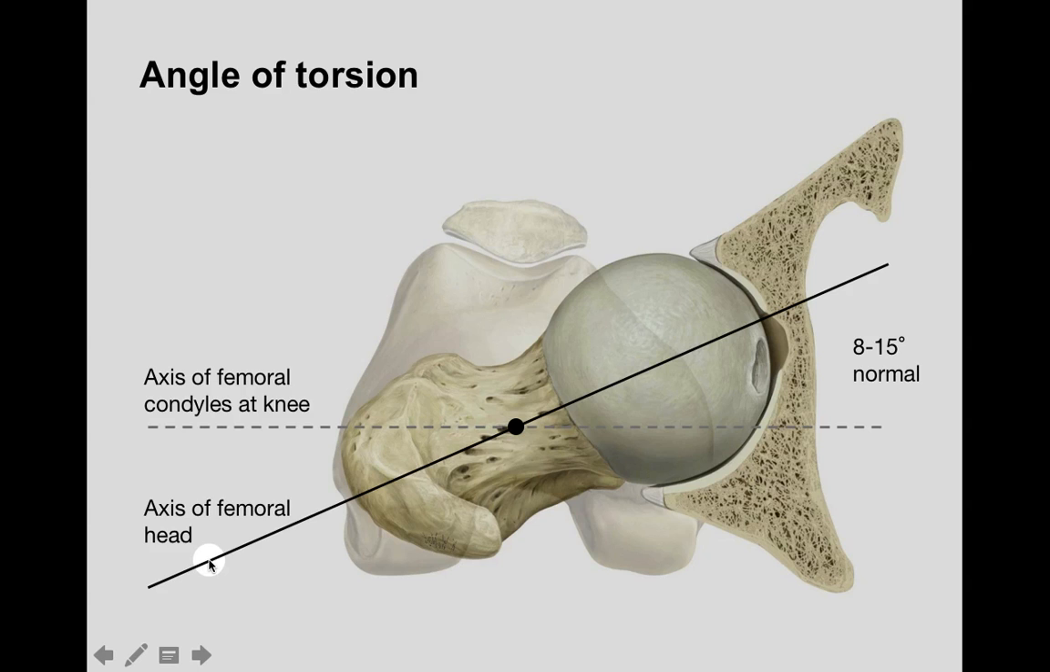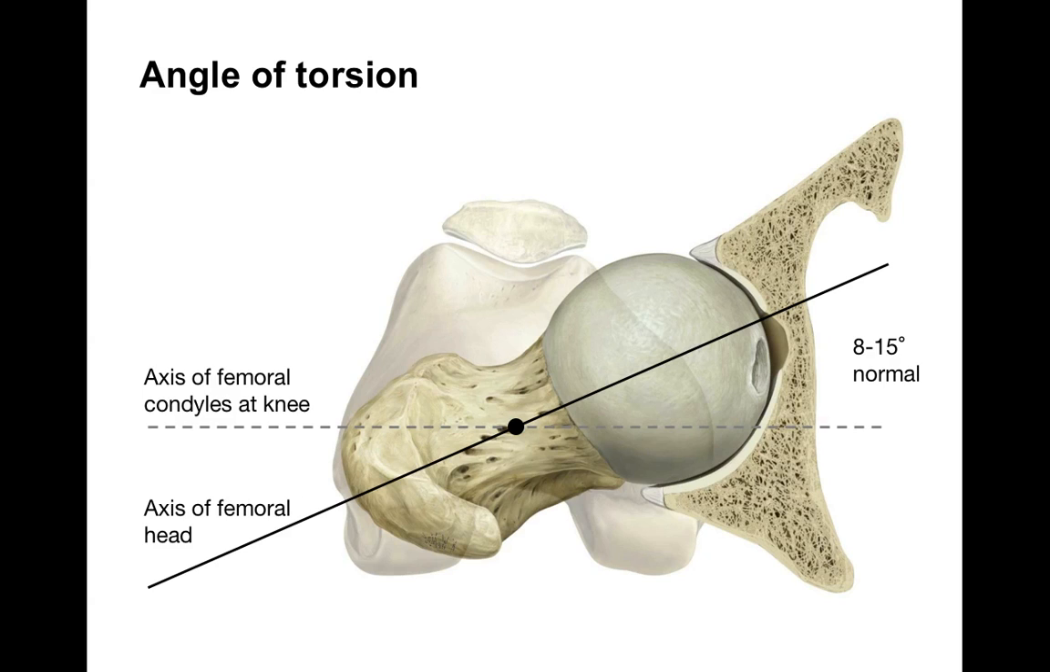The axis of the femoral head. We're looking at a superior view of the femur. So the proximal femur is coming out of the screen at you, and this is the axis of the femoral head. Ghosted out, going into the screen, is the distal end of the femur, including the femoral condyles. And that's what this gray line is passing through. The gray line is passing through and parallel with the femoral condyles, making the angle of torsion the measurement between these two axes. And the normal value for angle of torsion is 8 to 15 degrees.